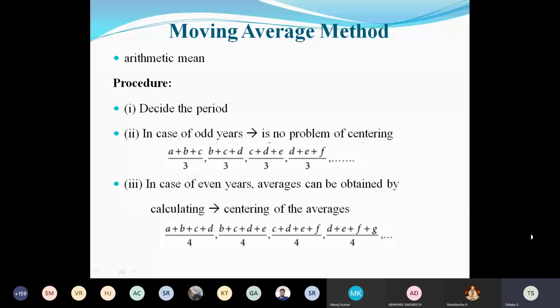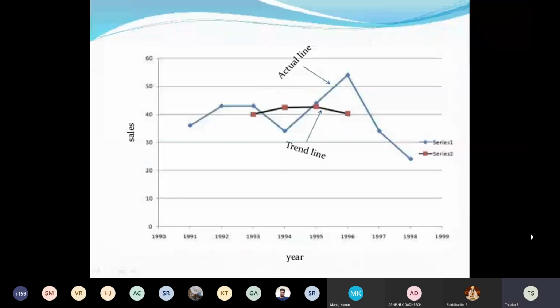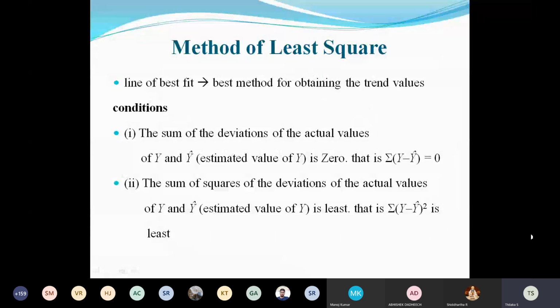Otherwise, if you are asked to calculate the moving average for odd years and also for even years together, you have to do it for the same problem given. So this is the moving average method, which is used to calculate the trend line in the time series. That's the third method, moving average. Then coming to the next one, the method of least squares. This is one of the important methods.